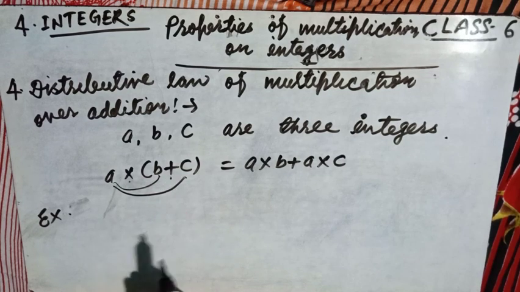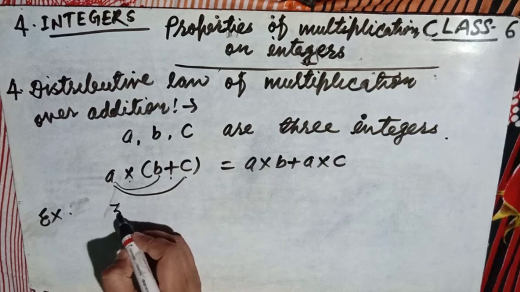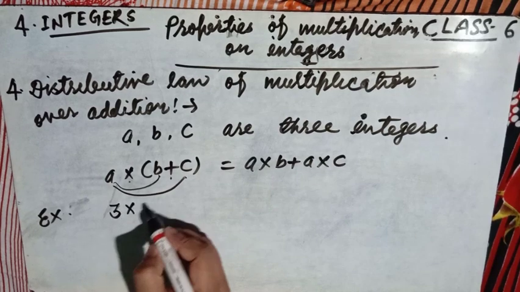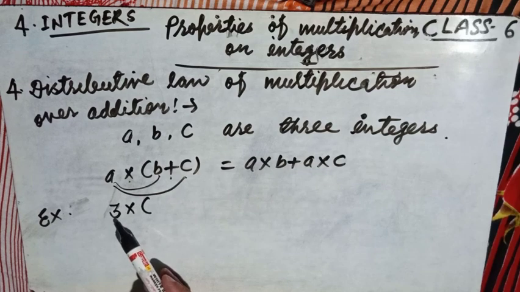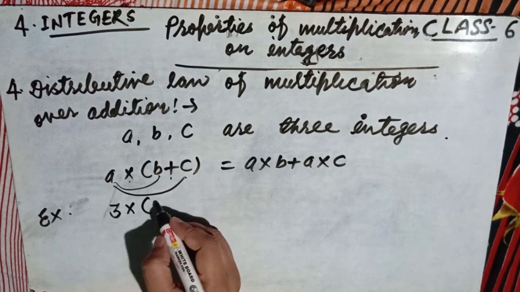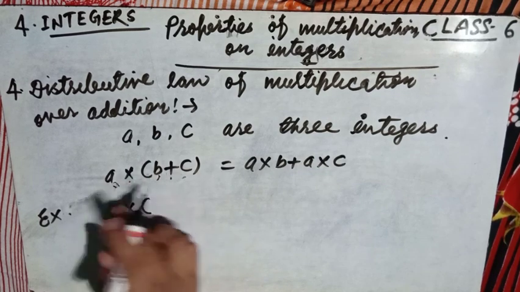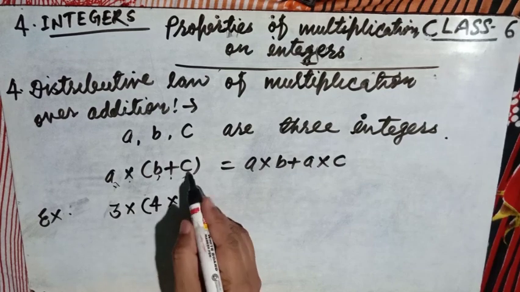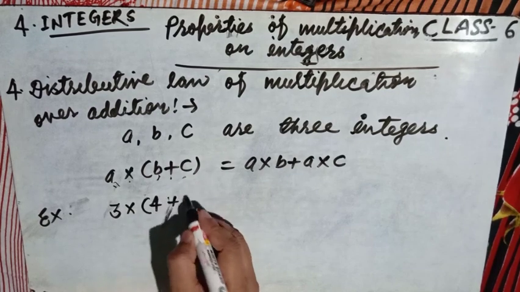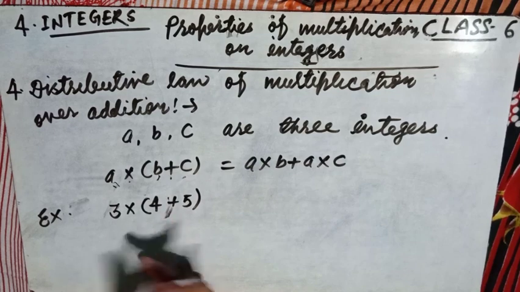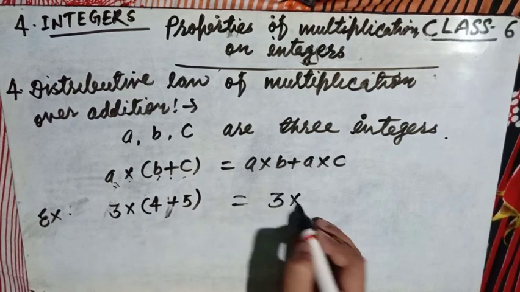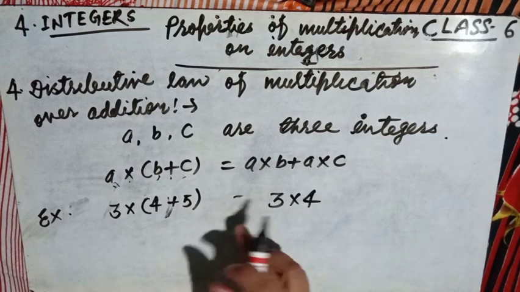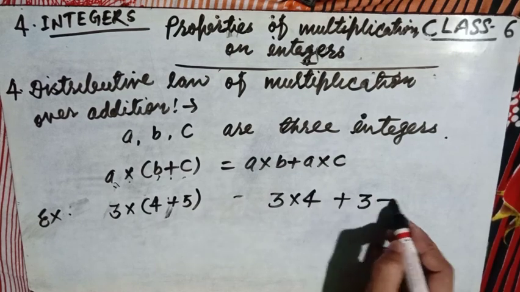Now see the example. Suppose 3 multiplied by, instead of A we take 3. Now instead of B we take 4, and instead of C we take 5. Now write as it is, 3 multiplied by 4, then plus 3 multiplied by 5.